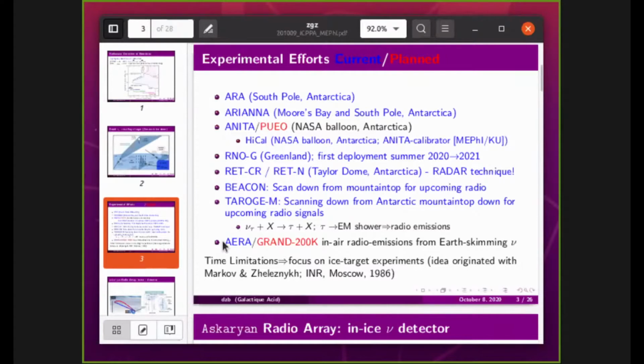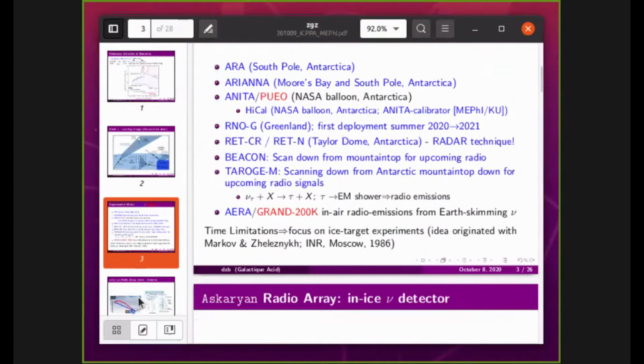ERA and GRAND 200K are looking for radio signals produced by a neutrino which interacts in the atmosphere, but at a very glancing angle. So you can look for Earth-skimming radio signals. Owing to time limitations, I'm going to focus on the in-ice target experiments, namely the first three of those enumerated above. And I'll mention this is an idea that originated with Markov and Zheleznykh at INR Moscow.